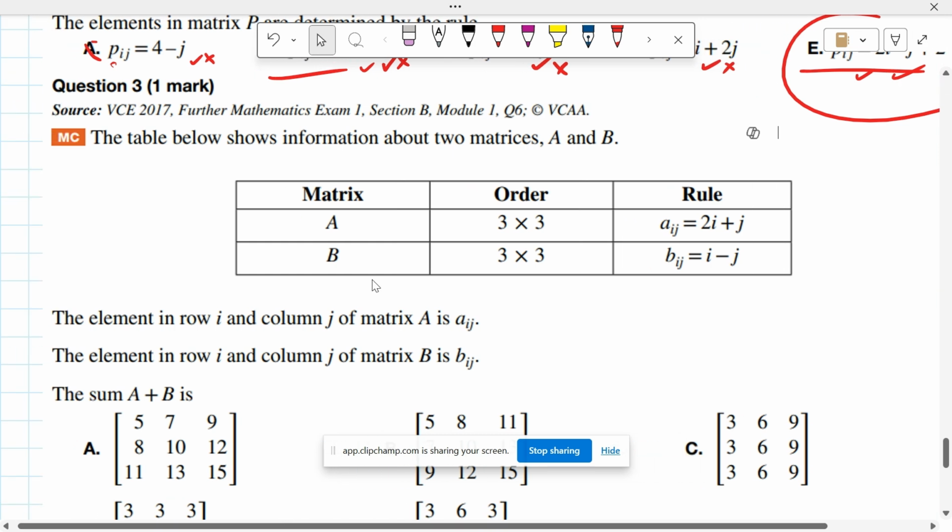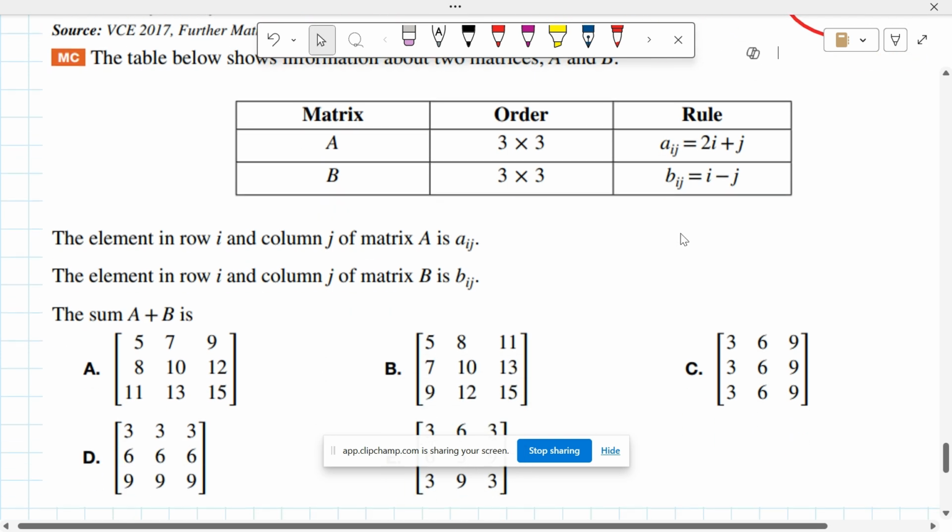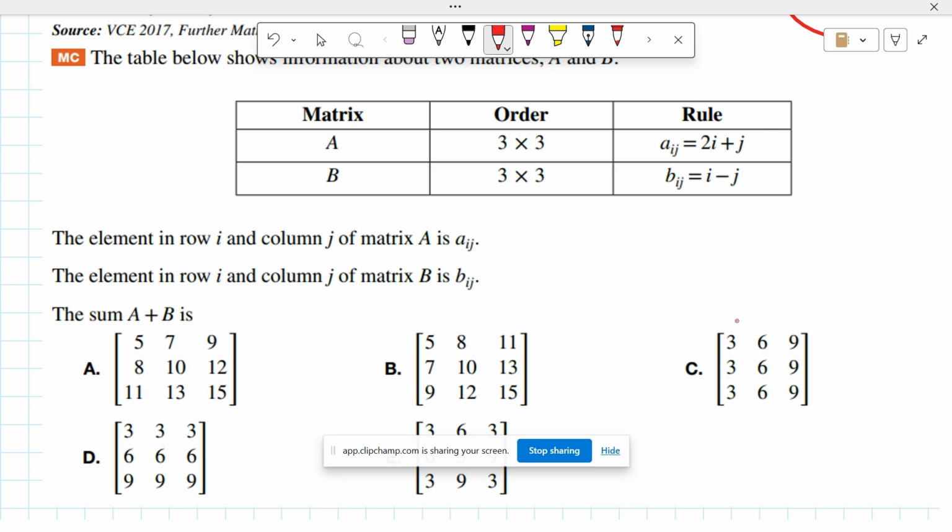Now we can find out the matrices A and B. Matrix A is 3 by 3 and its rule is 2i plus j, and matrix B is 3 by 3 as well, with rule i minus j. For example, if I get 2i plus j equal to 5, then 2 times 1 plus 1 is not right. The first number should be 3, so A and B are cancelled out.